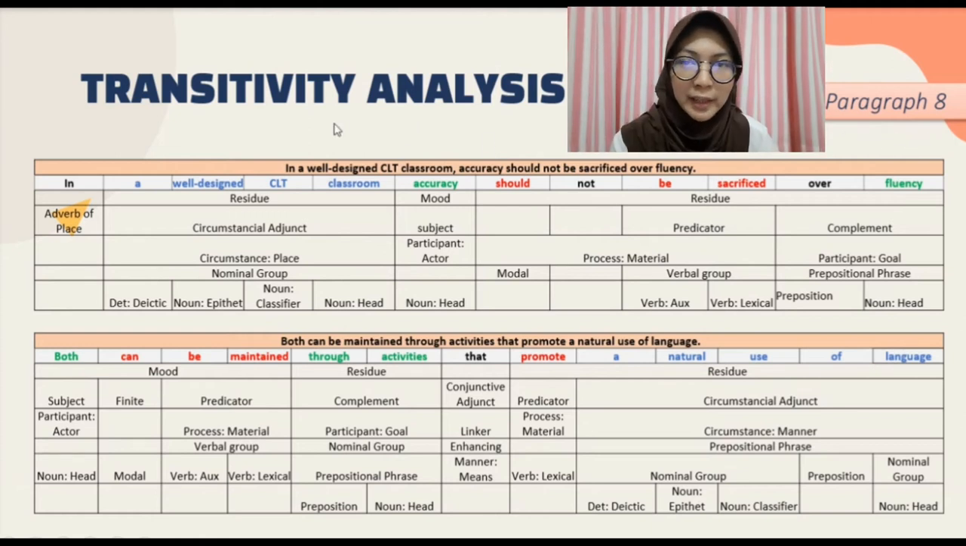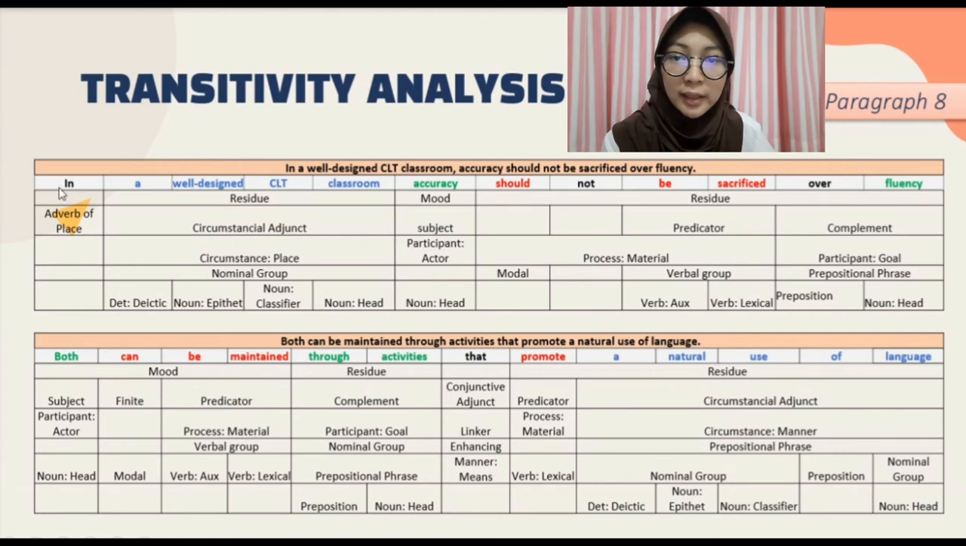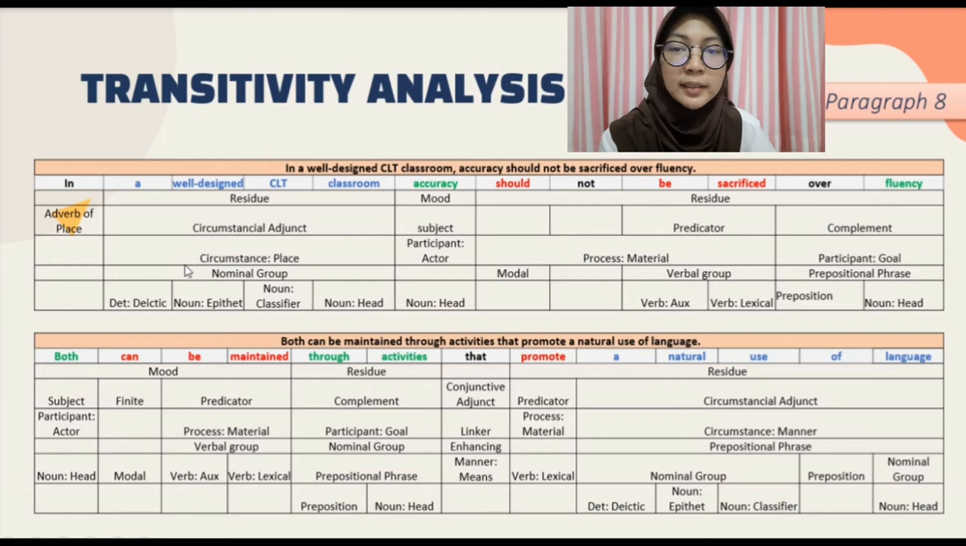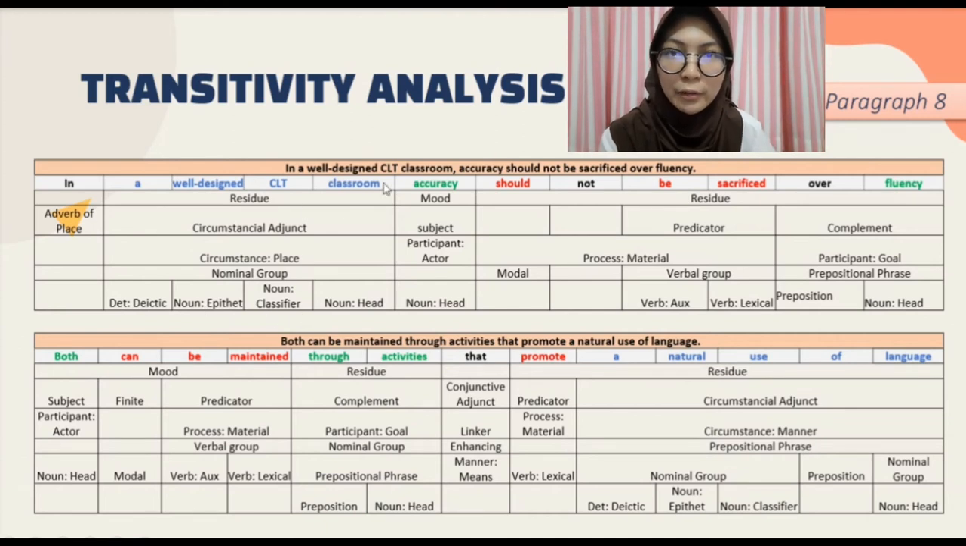In paragraph 8, we start from "In a well-designed CLT classroom, accuracy shouldn't be sacrificed over fluency." In here, "in" is the adverb of place. A well-designed CLT classroom is the residue. It is also the circumstantial adjunct, and the circumstance is place. A well-designed CLT classroom is the nominal group: a as the deictic, well-designed as the noun epithet, CLT as the classifier, and classroom as the noun head.